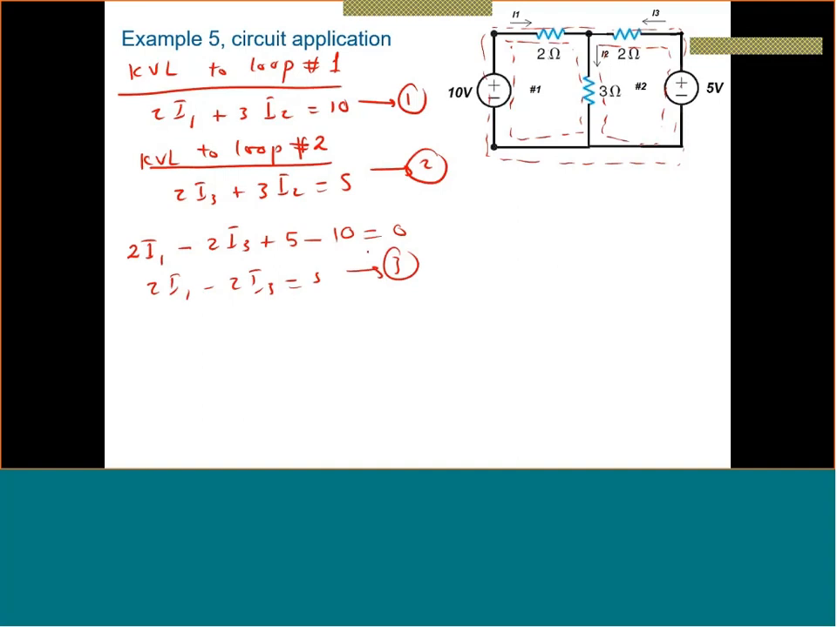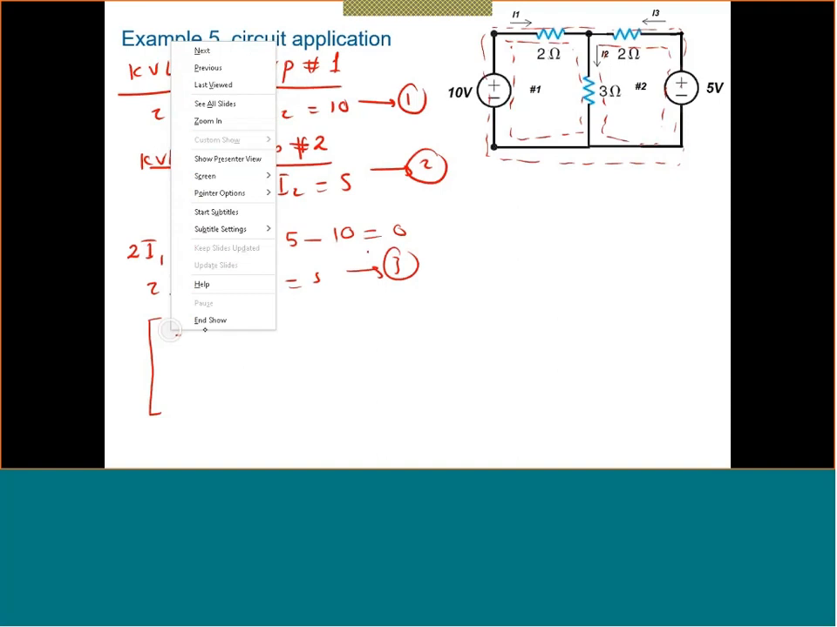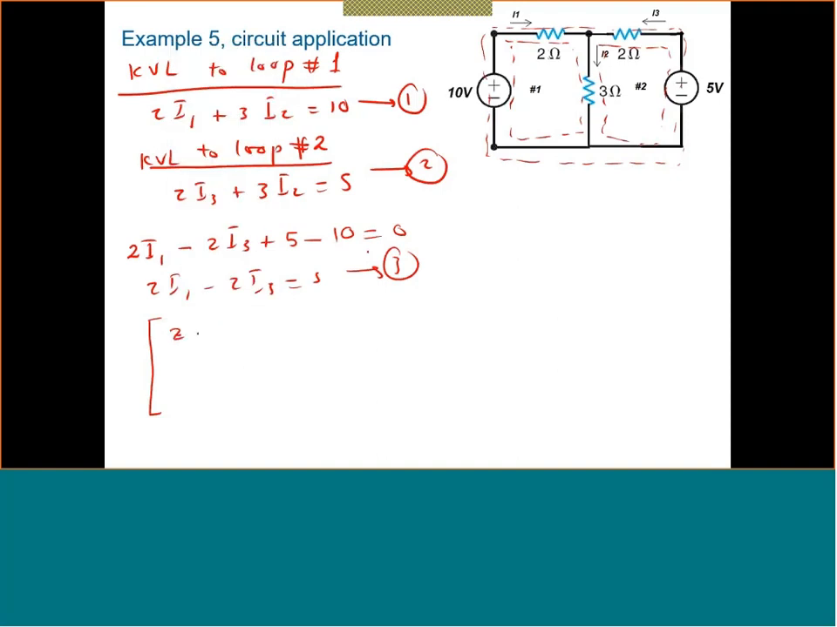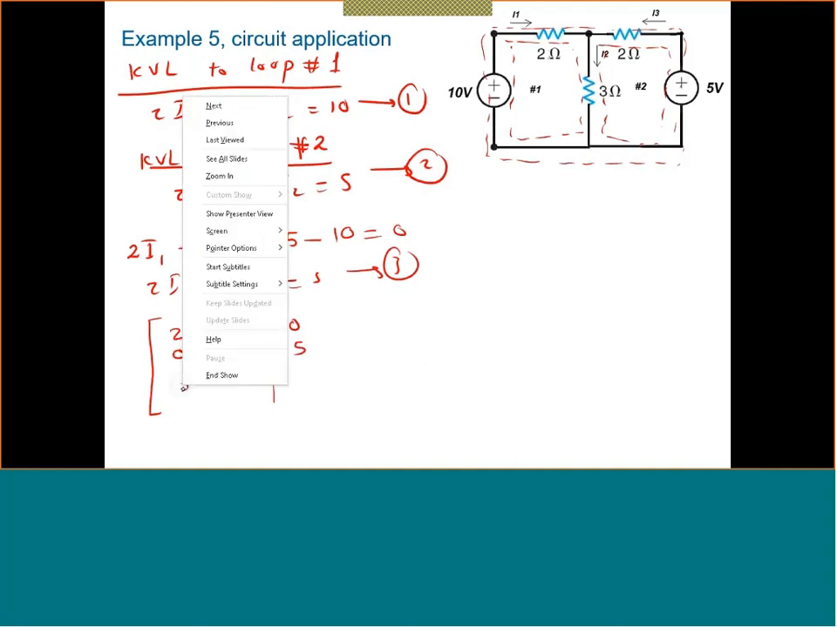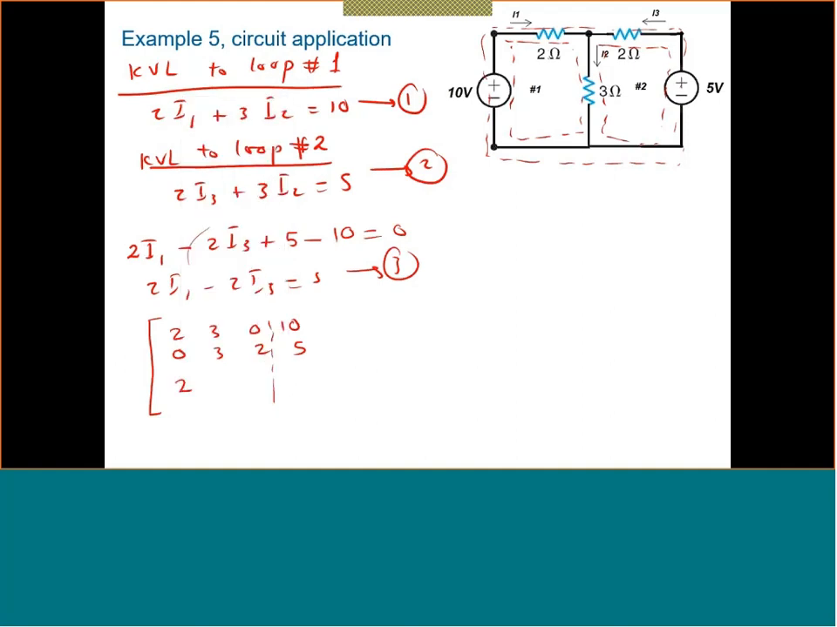So I have three equations, so I will put them in matrix form. So this is 2, 3, 0, because there is no component of I3 in the first equation, and this is equal to 10. Then in the second equation, there is no I1, so this is 0, and then we have 3, and then 2, and this is 5. And then finally, I will have 2, 0, minus 2, and 5. So I have everything here I need.